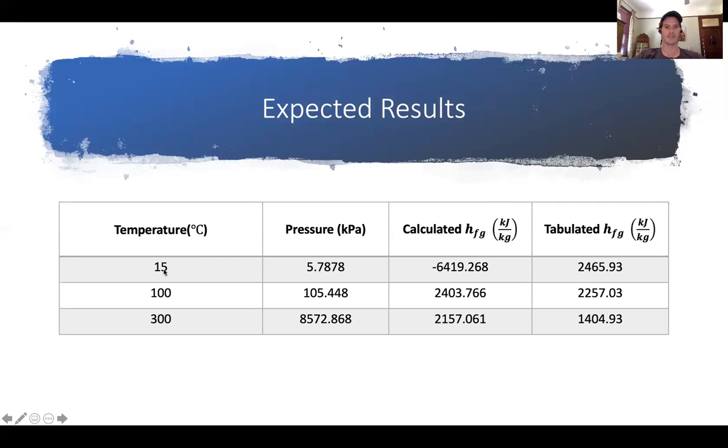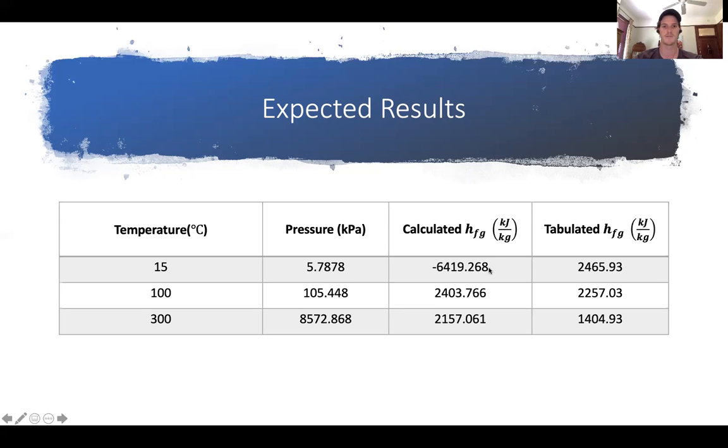So you can see we have temperatures of 15, 100, and 300 degrees Celsius, and the pressures that correspond to these. Our calculated latent heat of vaporization: negative 6,419, 2,403, and 2,157. And then our tabulated values from our steam tables are 2465.93, 2257.03, and 1404.93. These are all in kilojoules per kilogram.